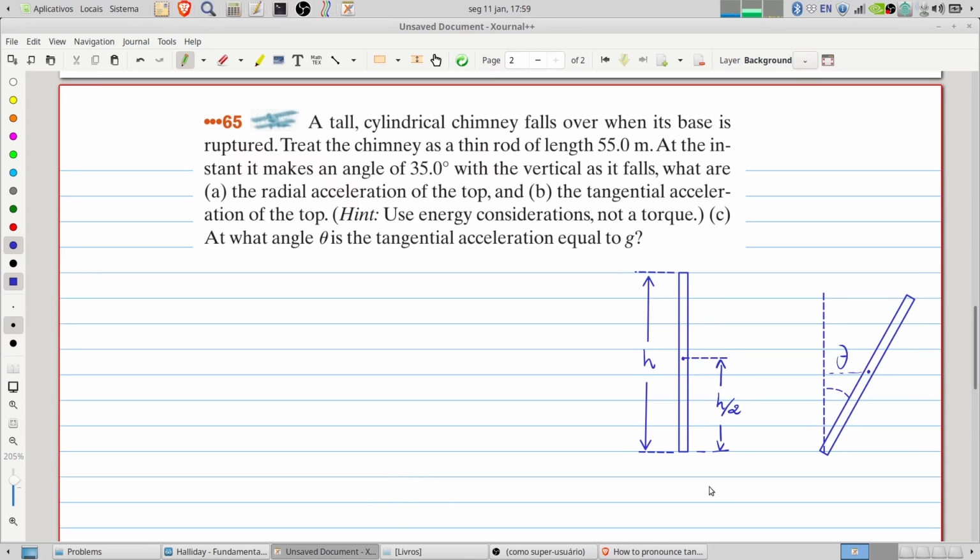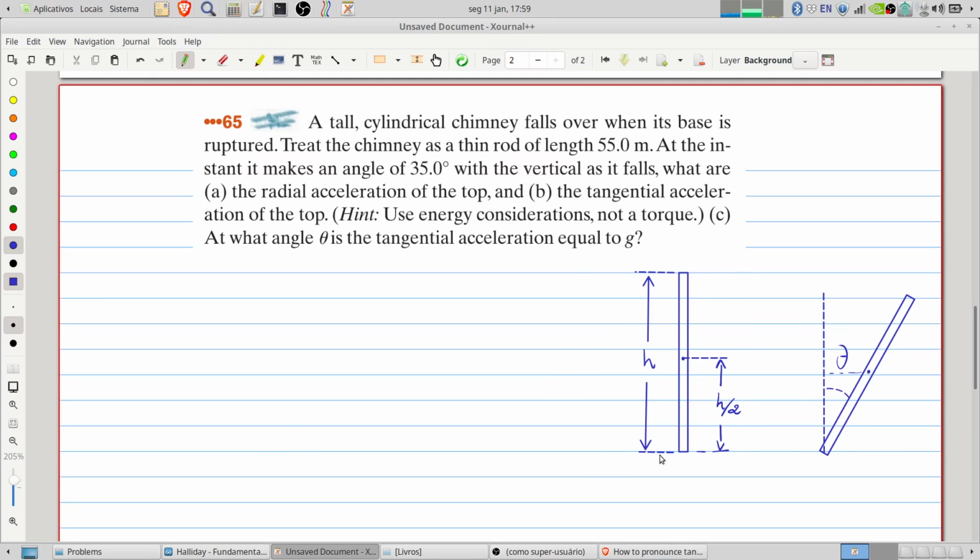Okay, here we have already some drawings of the situation we have. Here we have the position of the center of gravity, and here we have the angle theta as the chimney falls over. Let's use the energy conservation to solve the problem.